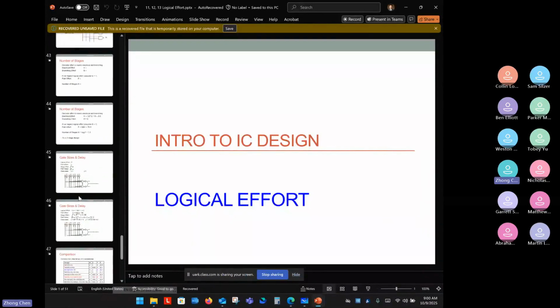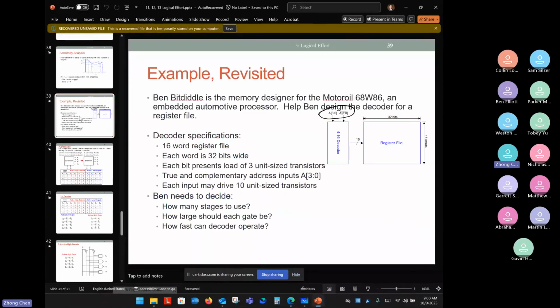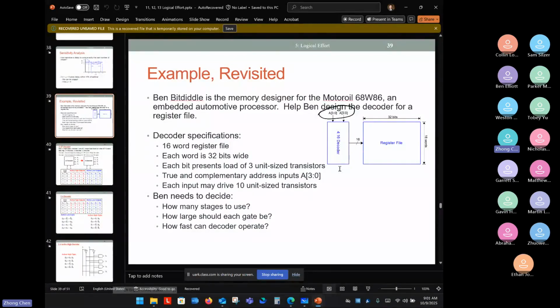All right, so this is the last example. We try to solve the problem. We reset the beginning for the logical effort. So you have a memory design, which is the 4 to 16 decoder. We know the inputs, we know the outputs. We try to design this decoder so that it has the fastest delay time, because the shortest delay time will give a faster circuit.